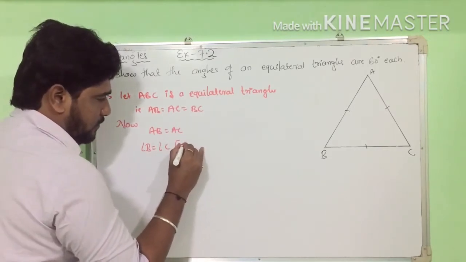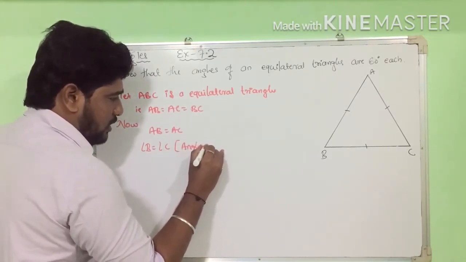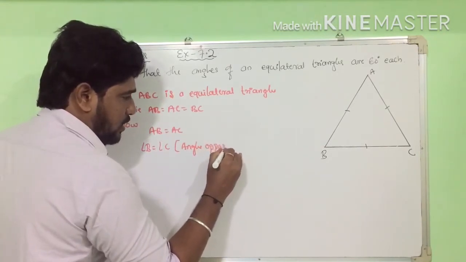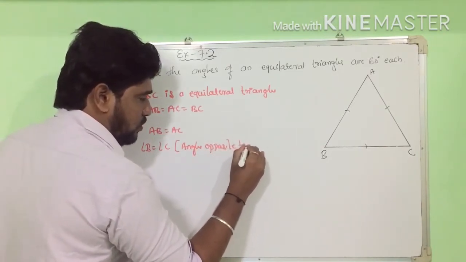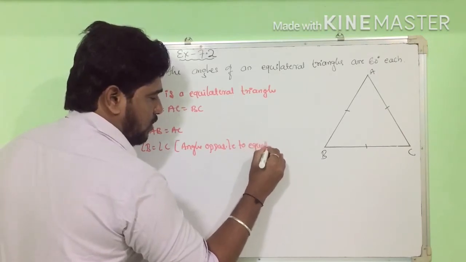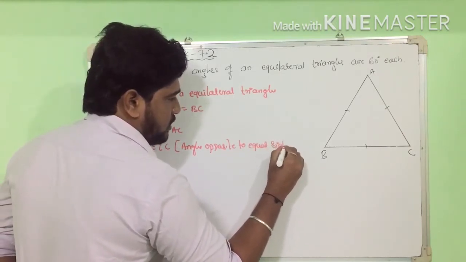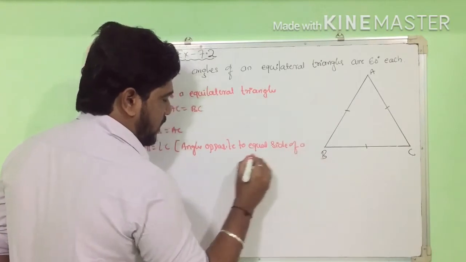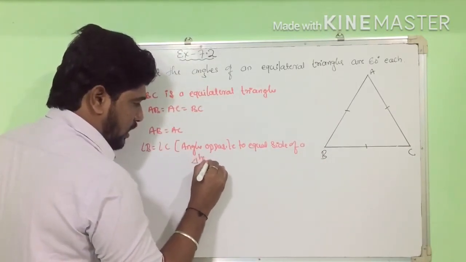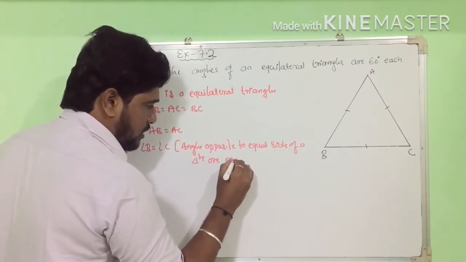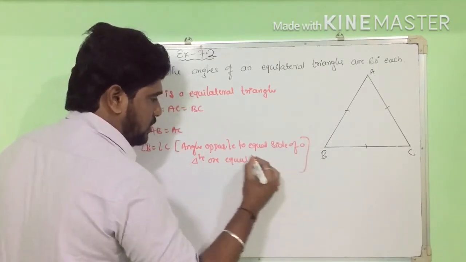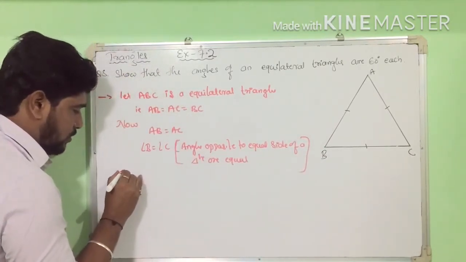Write down reason: angle opposite to equal sides of a triangle are equal, right?